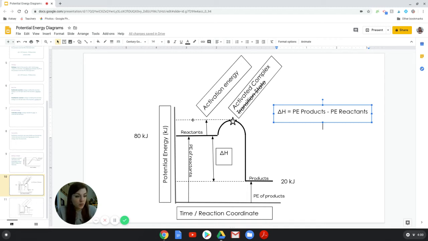So the potential energy of my products, you can look at the graph here, that is set for 20 kilojoules, and I can subtract the potential energy of my reactants, which I read from the graph is 80 kilojoules. 20 minus 80, you should know, is negative 60 kilojoules. Now, if my delta H, or my heat of reaction, is negative, it means overall I've had a loss of energy, making this an exothermic potential energy diagram.